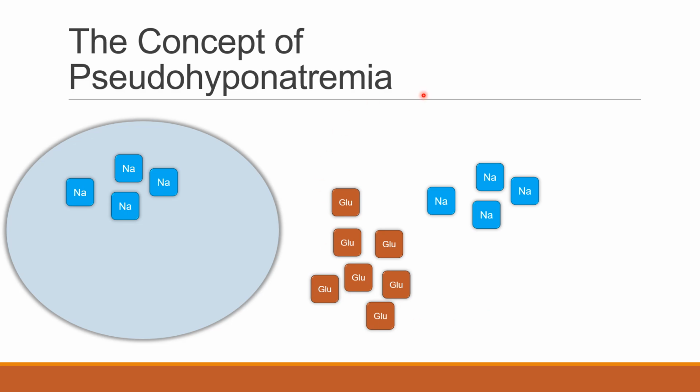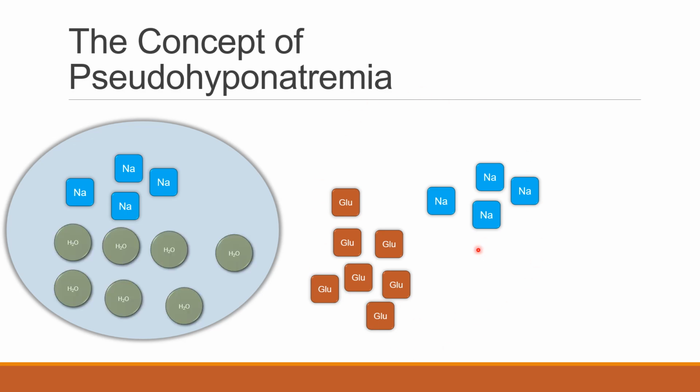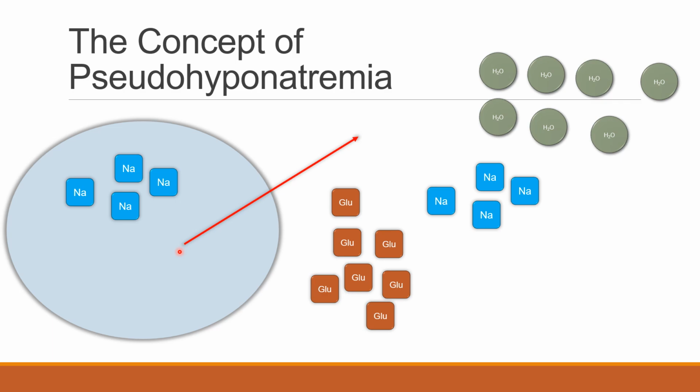So as the osmolarity of this compartment increases, water molecules always have a tendency to move from the compartment with lower osmolarity to the compartment with higher osmolarity. So what will the water molecules do? The water molecules from inside the cell will move to a compartment with higher osmolarity, that is outside the cell.